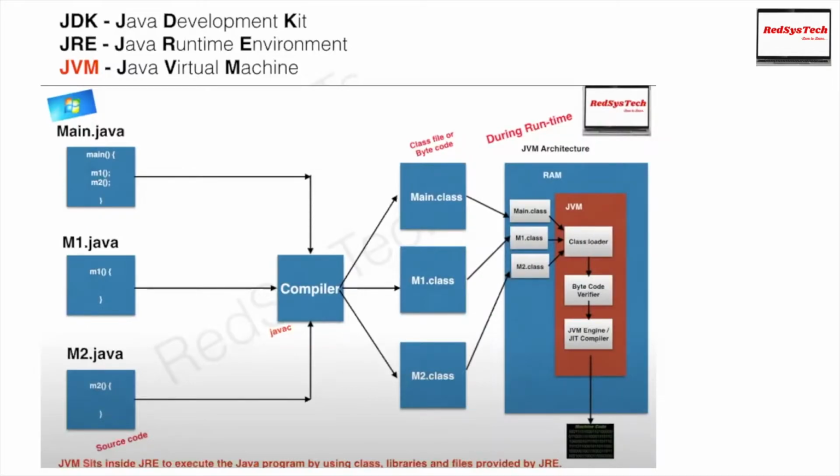You can execute that class file with the help of the JVM. Let's say you have a laptop with 8 GB of RAM. In that RAM, the JVM sits. The JVM is the Java Virtual Machine, which is the heart of Java, and it is going to execute the program. Within the JVM, you have class loaders, the bytecode verifier, and then the JVM engine, or you can call it the JIT compiler, the Java just-in-time compiler. That is the place where it is going to execute.